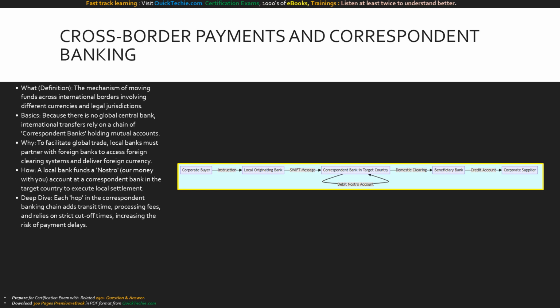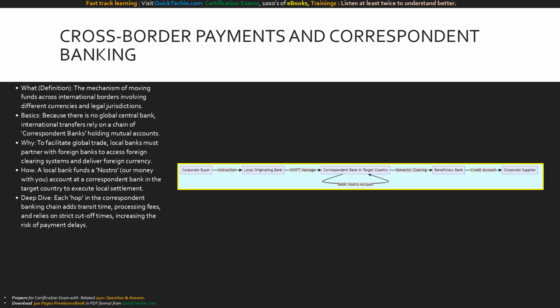Moving money internationally introduces immense complexity. A foreign currency remittance between buyers and sellers in different countries involves two critical risks: the security of the instruction and the credit risk of the paying bank. Because there is no single global central bank, international payments rely on a network called correspondent banking.